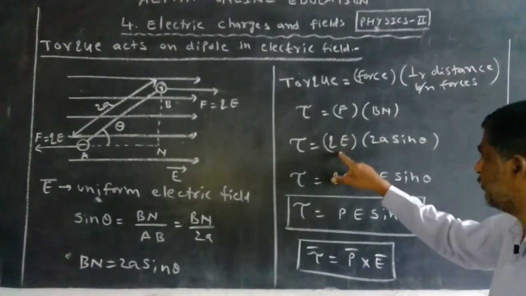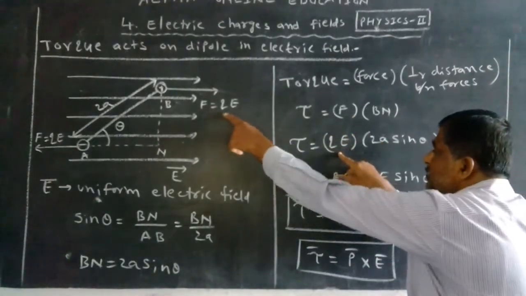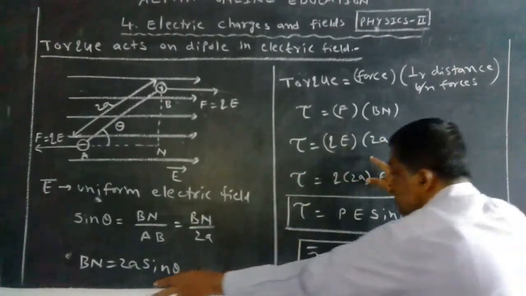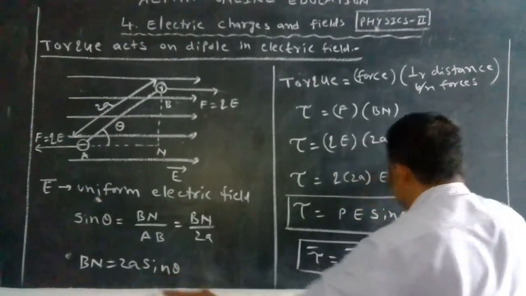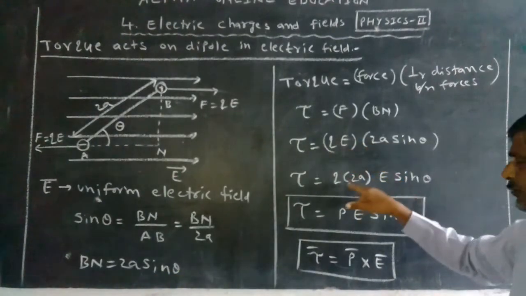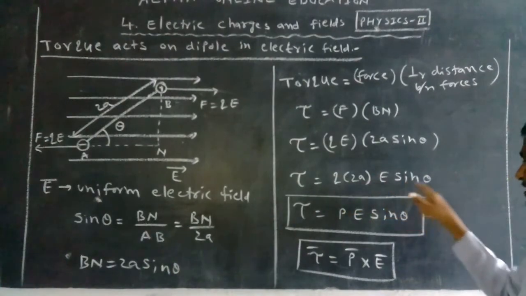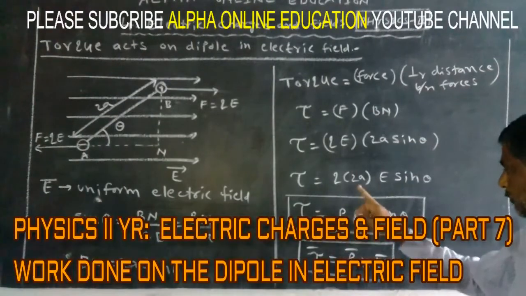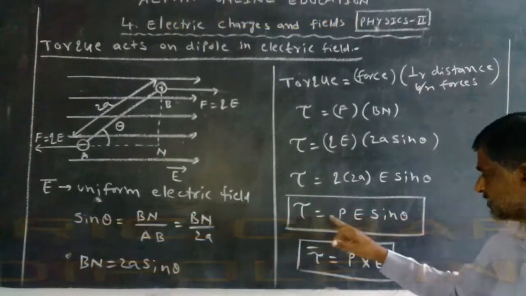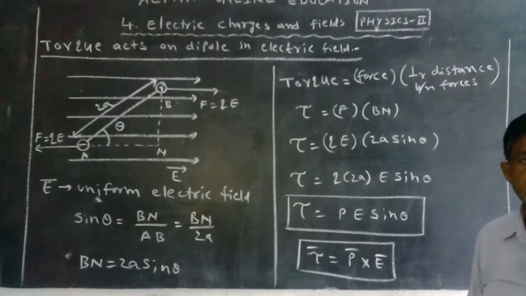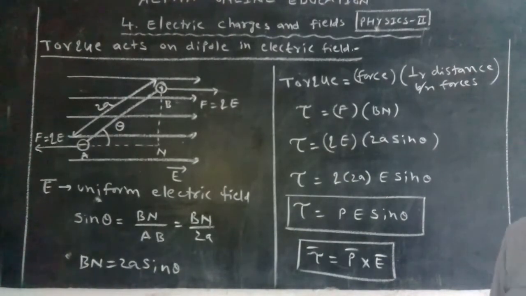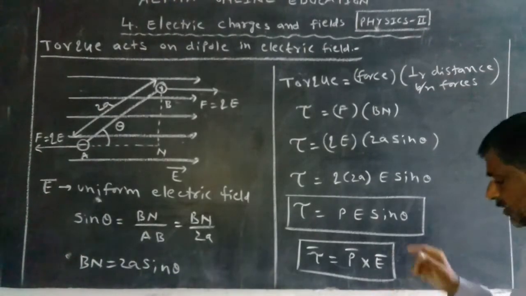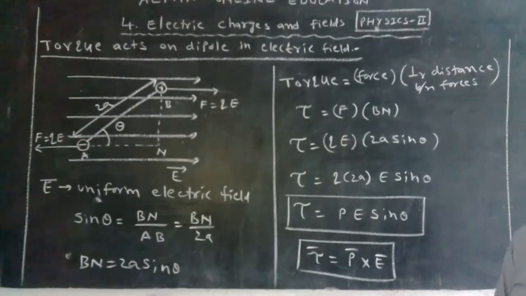We know the value of F. F is equal to how much? qE. What is BM? BM is equal to a sin theta. Okay, q into 2a I have taken separately: q into 2a E sin theta. q into 2a is how much? p. So p E sin theta. Tau is equal to p E sin theta. Tau is a vector, that's why we can write the vector form: tau bar is equal to p bar cross E bar. Okay, is it clear?